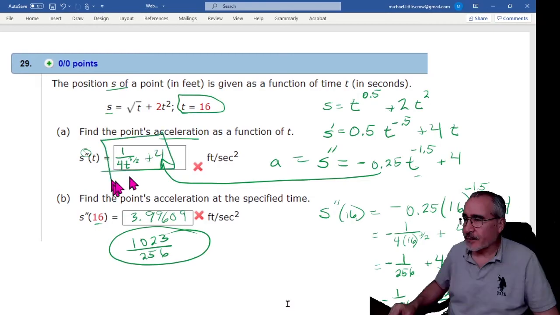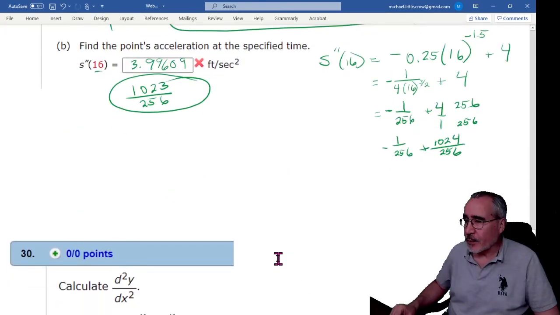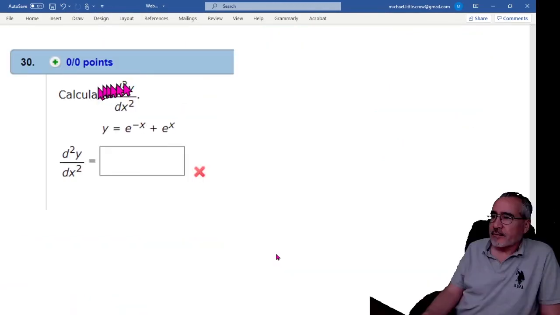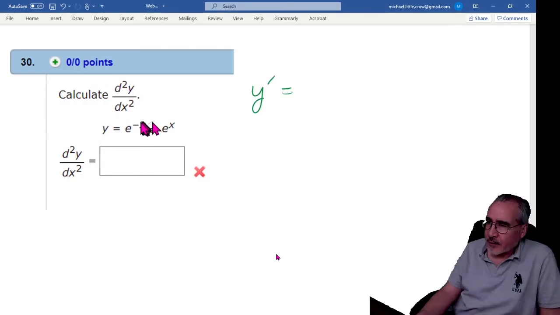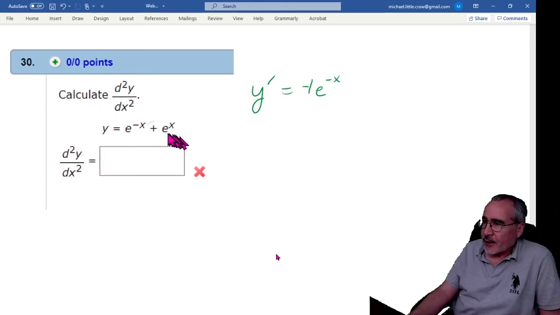Process though. And we've got, I think, one more second derivative, and this one will be pretty nice and straightforward. So this one we don't even have to do too much with. We'll just go ahead and leave it as is. So the first derivative, chain rule, we take the derivative of the exponent, which is just going to be -1. e to the minus x. The derivative of e to the x is e to the x.